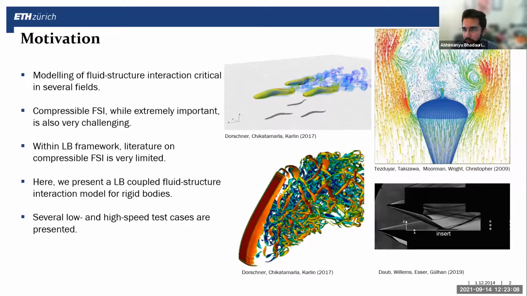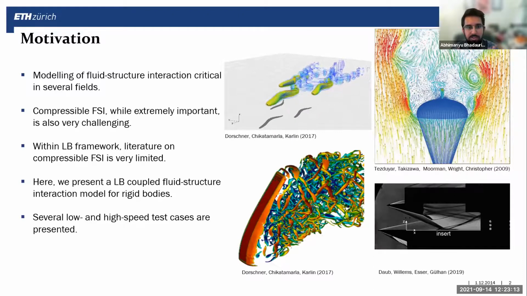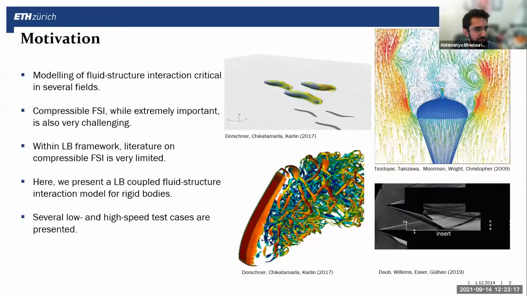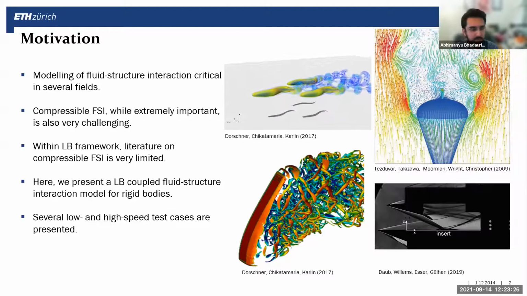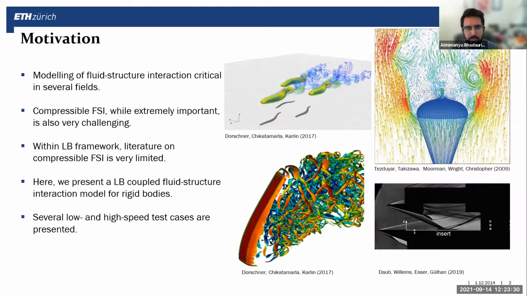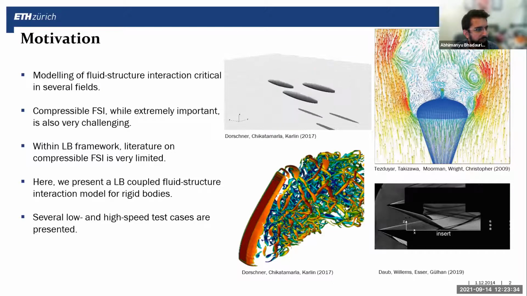However, accounting for this interaction is significant for many complex phenomena in order to mimic the real world case. So we have several examples that you can see here. Fields range from biofluid mechanics or biomechanics to aerospace engineering, such as this case of FSI of a parachute at supersonic speeds, which has also been super interesting, a development that's been going on with the Mars rover recently.